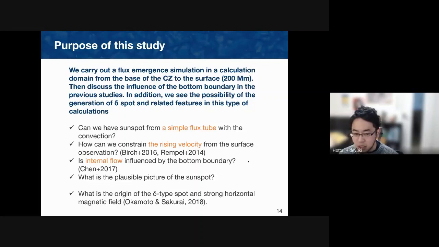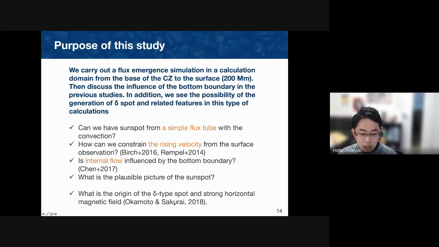The questions in this study are: can we have a sunspot from the simple flux tube with the convection? How can we constrain the rising velocity from the surface observation? Is the internal flow influenced by the bottom boundary in the transient calculation? And what is the plausible picture of the sunspot? This is one calculation. In the other calculation, I also want to address the origin of the delta sunspot and the strong horizontal magnetic fields. This is related to the Okamoto and Sakurai paper.